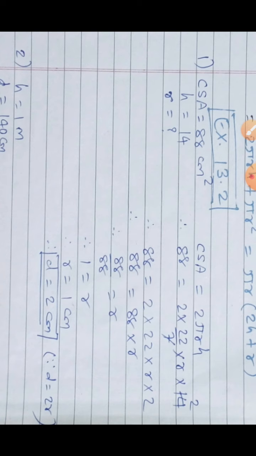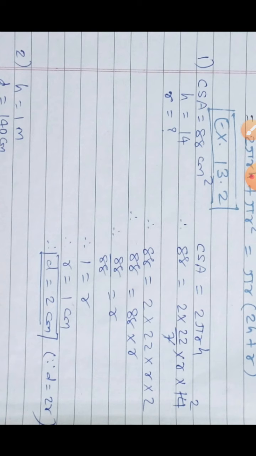So write down the formula systematically and place the value of each measurement at its place. CSA is given at the left side, so write 88 at the left side, equal to 2. Pi's value is 22 by 7. Whenever they want it, they will give us 3.14. Otherwise, if nothing is given, the value of pi will always be 22 by 7. r is not given. Height is given as 14. So everything is placed there. Now cutting is done, 7 into 14. Whatever is left, I have written again.